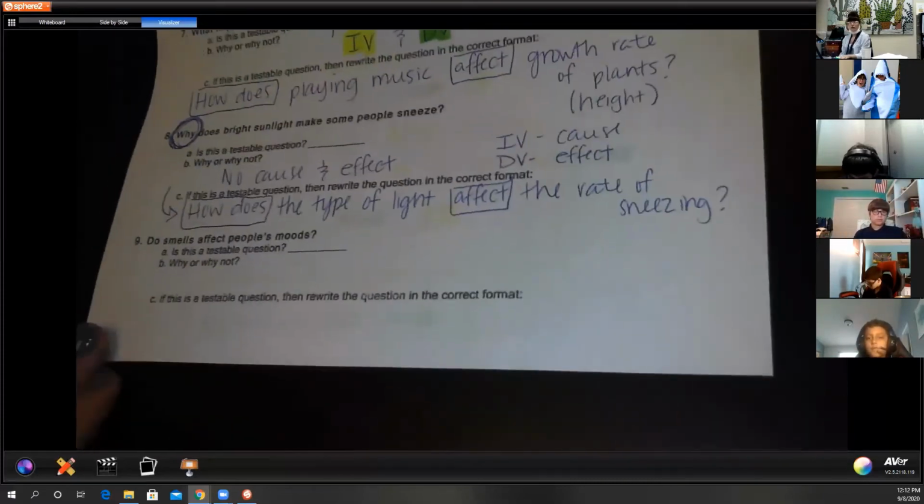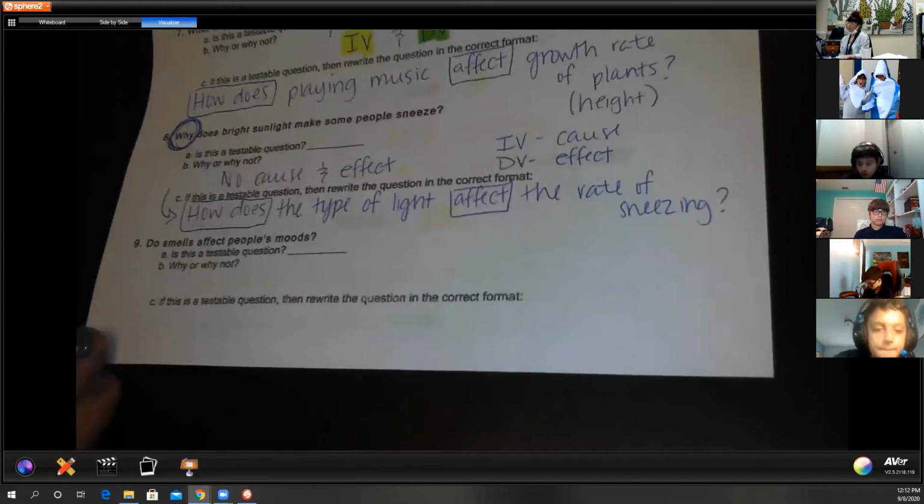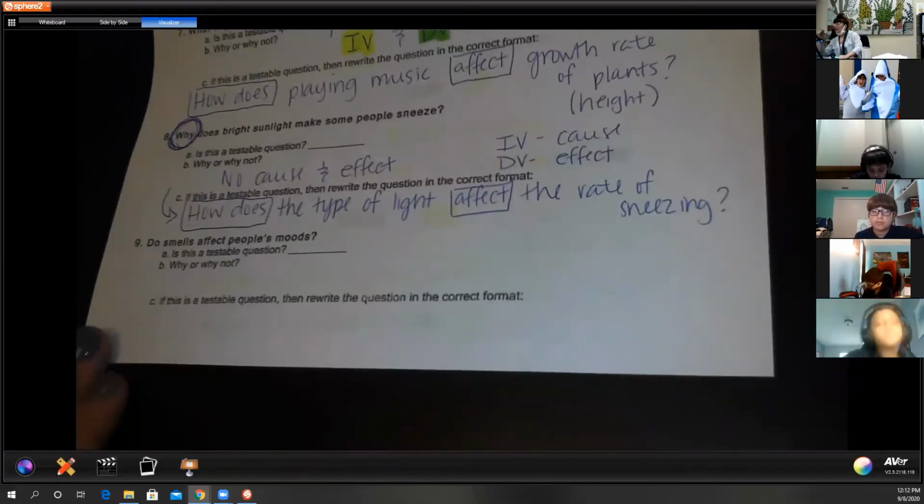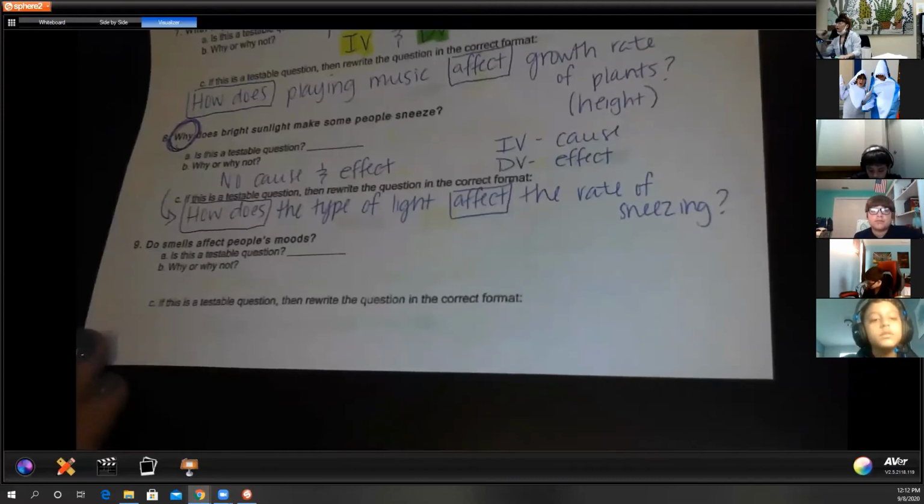What about this one? Do smells affect people's moods? Is that testable? Yes. This one is difficult. No, it can be testable. Okay, hold on. I want to hear different opinions. I'm going to let Shariah and Andrew answer this one. Andrew says yes. Shariah says no. So I want Shariah to go first. Shariah, why do you say no?